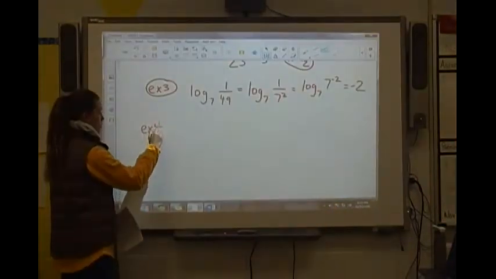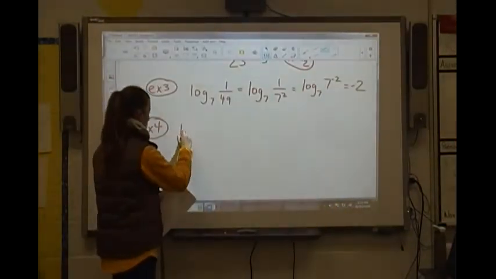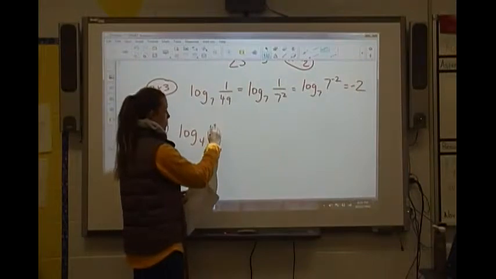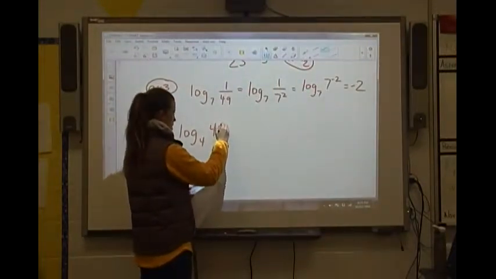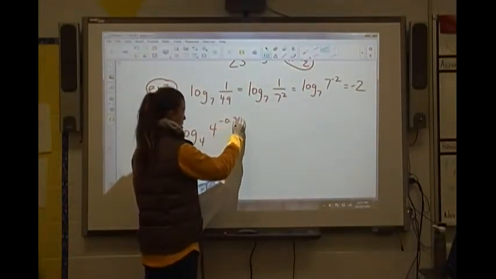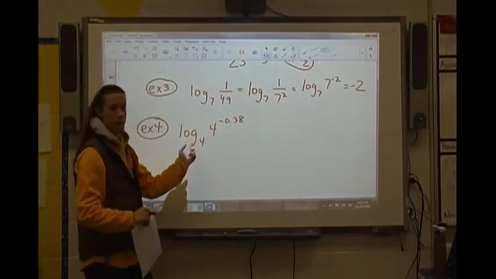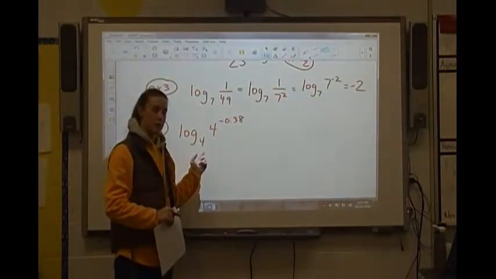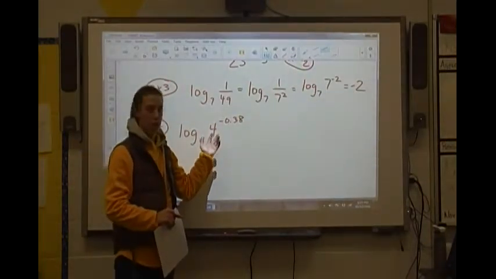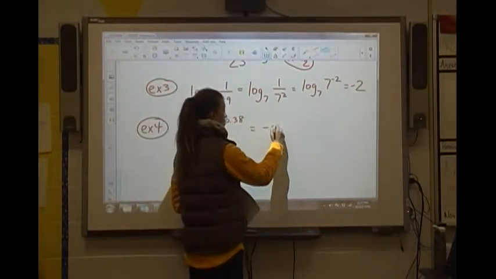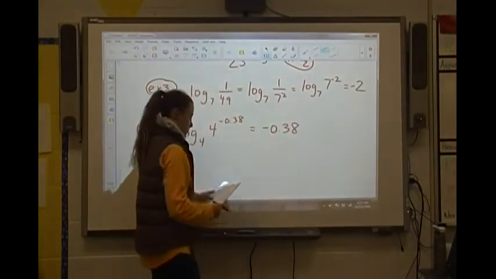Take a look at our next example. Hopefully this one's pretty easy for you. Log base 4 of 4 raised to the -0.38 power. So, just like the last one, if 4 is matching on our base of our log and our result here, then our answer is just -0.38.